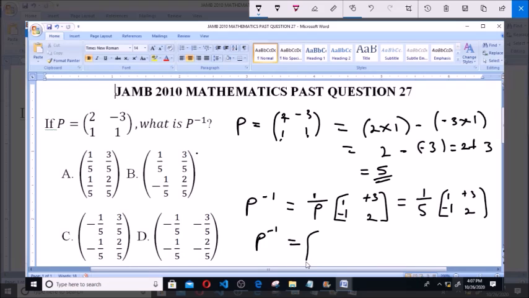Now that will give us 1 times 1 over 5, which is 1 over 5, minus 1 times 1 over 5, which is -1 over 5, plus 3 times 1 over 5, which is 3 over 5, and plus 2 times 1 over 5, which is 2 over 5. So I can write this as 1 over 5, minus 1 over 5, 3 over 5, and 2 over 5. And if you look at this, that is option B. So option B is the correct answer to this question.